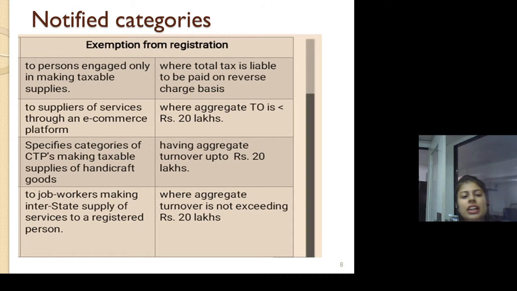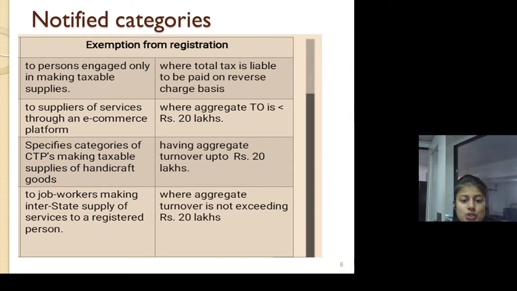Next is suppliers of services through an e-commerce platform. If I am supplying through an e-commerce platform and my turnover is not exceeding 20 lakhs, then I am not liable to register. Even if I am making it to an e-commerce operator, there were some queries before this. That's why this notification has come as a clarificatory. Specified categories of CTPs making taxable supplies of handicraft goods. Now, casual taxable persons are liable to register, even if they are not exceeding the limit. However, if they are making handicraft goods, then they will also enjoy a limit up to 20 lakhs.